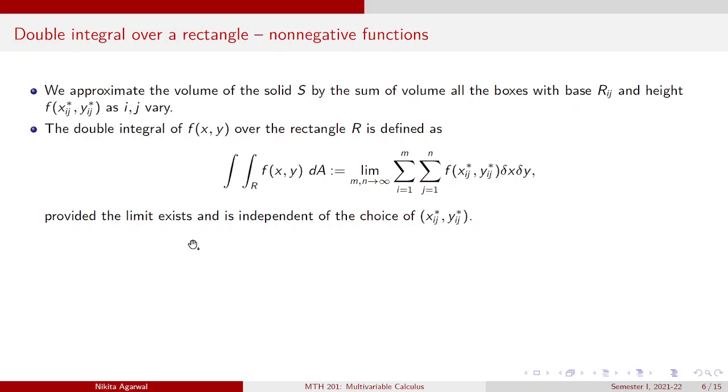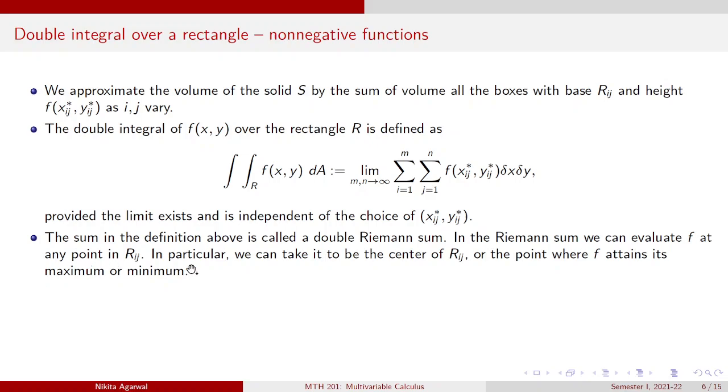Okay, so if this limit exists and it does not matter what point you pick, then you say that the double integral exists. So the sum in the definition above is called a double Riemann sum. Of course, for a chosen point you will get a double Riemann sum. As you change the point, you will get a different Riemann sum.